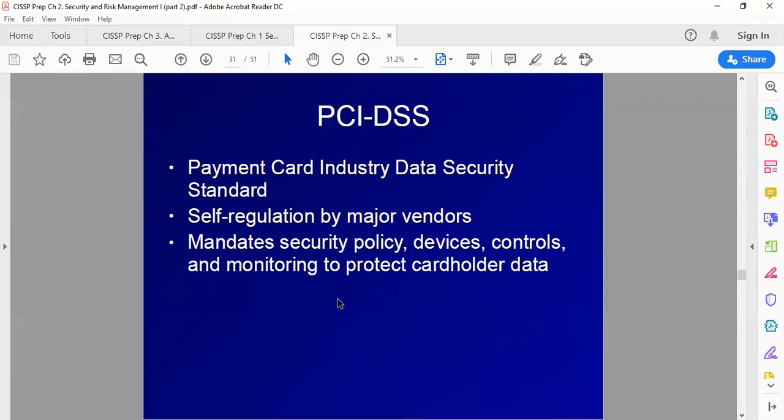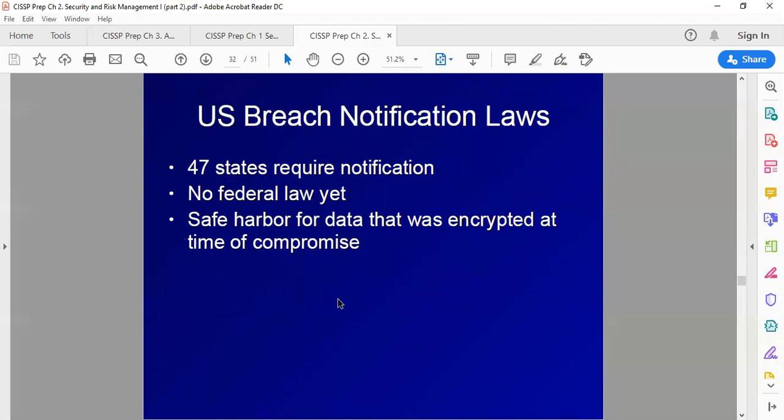Okay, the Payment Card Industry Data Security Standard is self-regulation by major vendors, and it mandates security policies, devices, controls and monitoring to protect cardholder data, right? So PCI DSS and HIPAA compliance are what the industry is currently working with. You need to understand what PCI DSS is, where to implement it, how it works, and to which companies it is applicable.